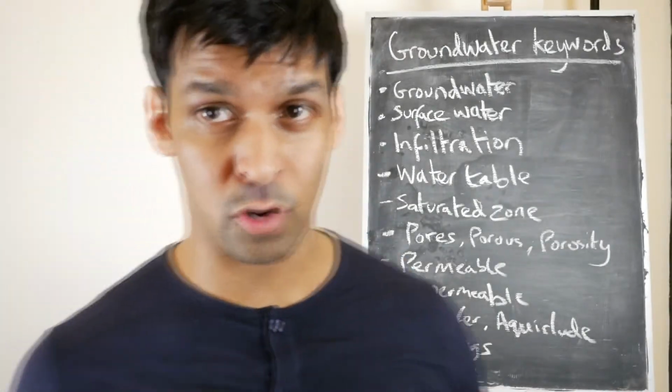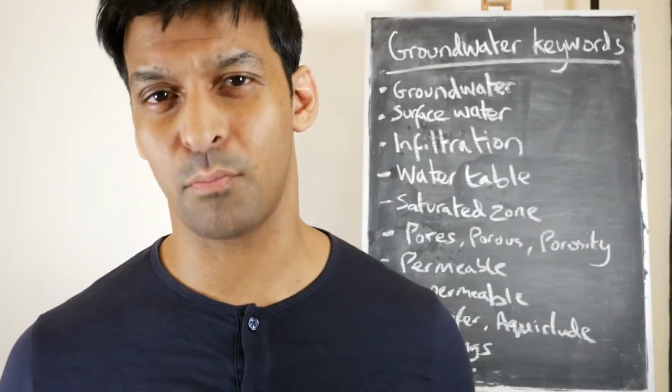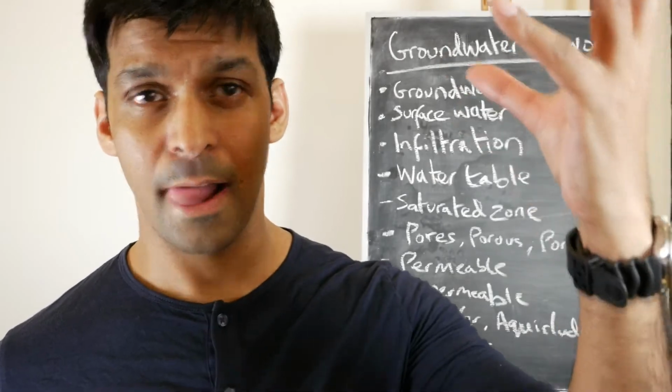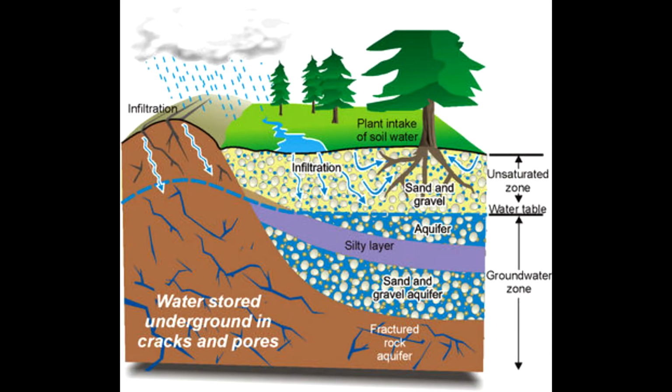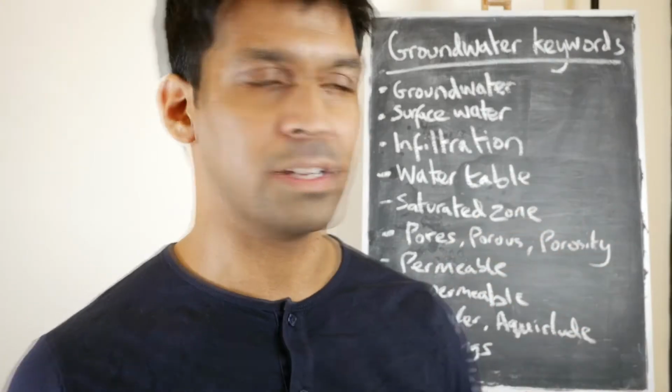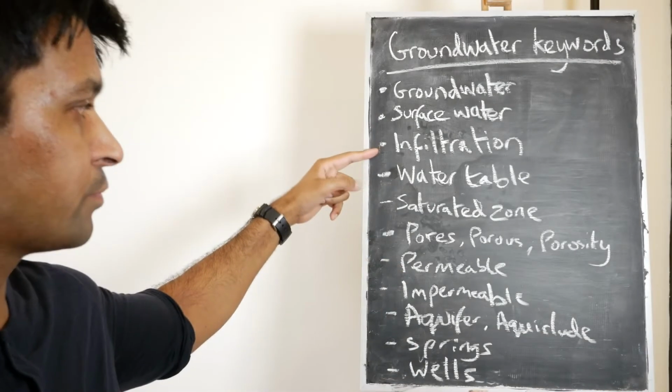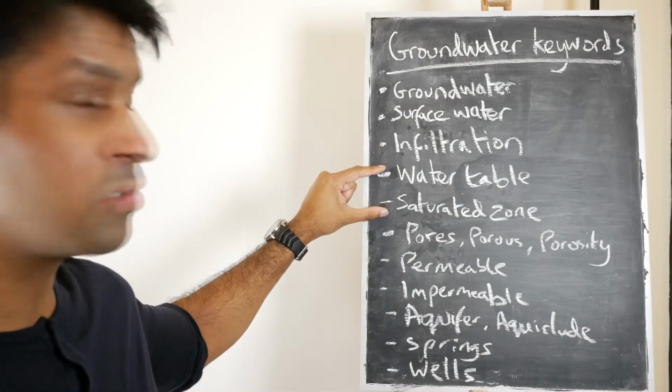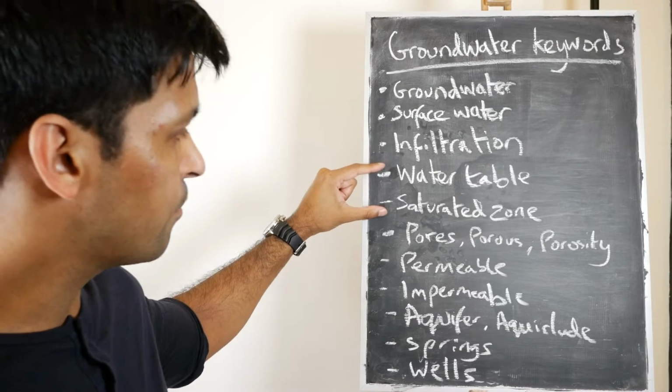Next we have infiltration. Now infiltration is a process by which rainwater becomes groundwater. So what happens is it rains down onto the ground, and there's tiny little holes and cracks in the ground called pores, which the rain percolates through, and then it basically fills up the groundwater. So that's infiltration.